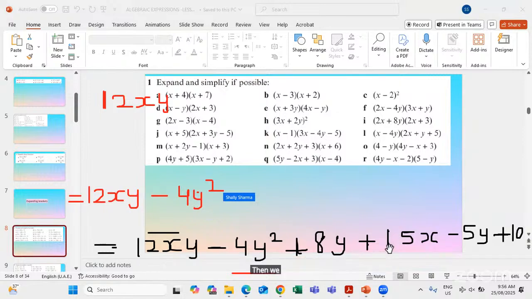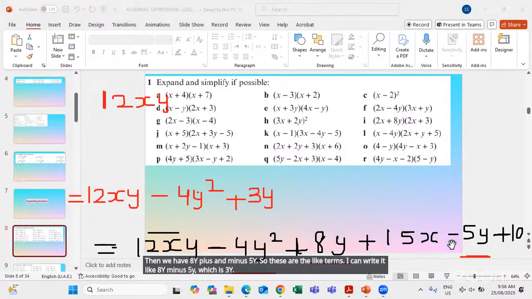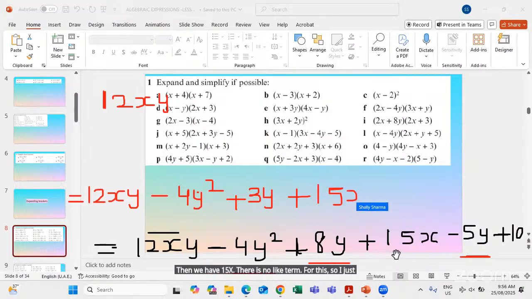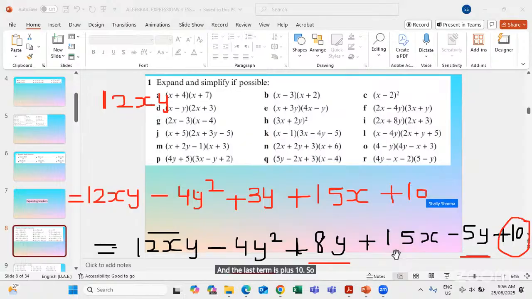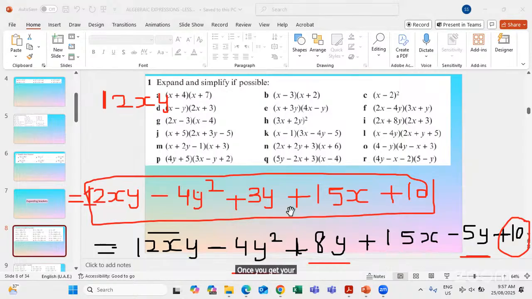Then we have 8y and minus 5y. These are like terms, so 8y minus 5y is 3y. Then we have 15x. There is no like term for this, so I just write 15x. And the last term is plus 10. This will be my final answer because I cannot do any further simplification. Once you get your answer, make sure there are no more like terms, and then you can stop.